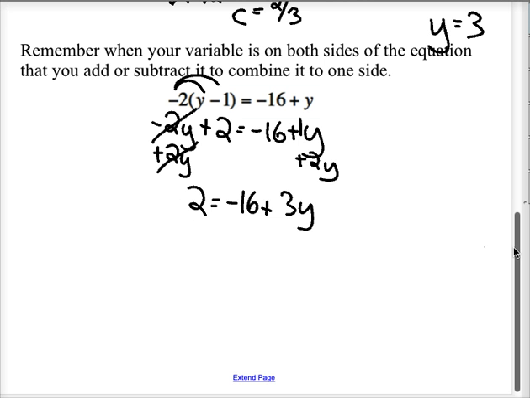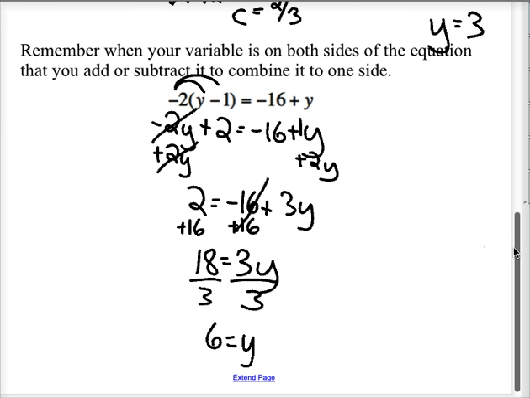Now we're back to the example that we had just done. To undo PEMDAS, I'm going to deal with that 16 first. So I'm going to add that 16 to both sides. Then I'm going to take care of that division. 18 divided by 3 leaves me with 6. And there is my solution.